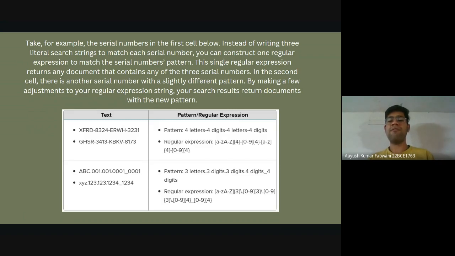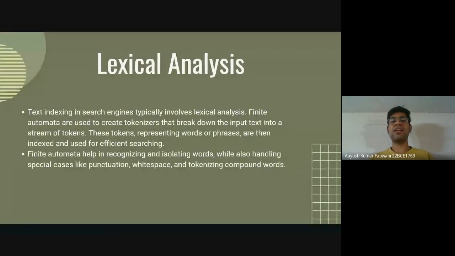Then the second, we have 3 digits followed by a dot, then 3 digits, 3 letters, dot, 3 digits, dot, 3 digits, dot, 4 digits, underscore, 4 digits. Of course, the 3 digits are exactly the same, and the 4 digits are exactly the same. So we get a very simple regular expression. Then we come to lexical analysis.